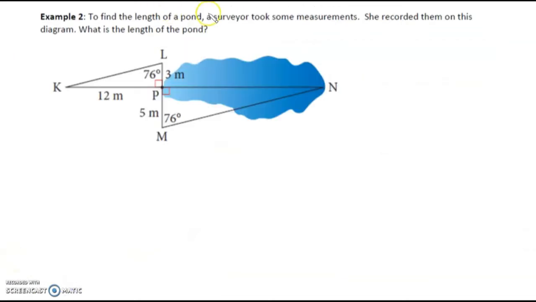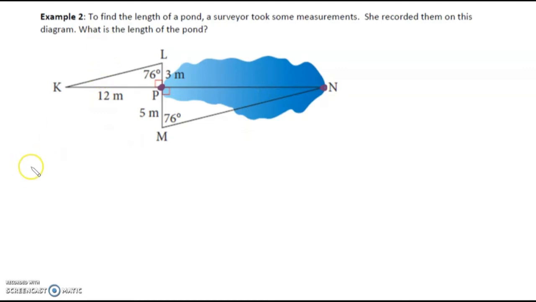To find the length of a pond, a surveyor took some measurements. She recorded them on this diagram. What is the length of the pond? So again, there are many practical applications to similar triangles, this being one of them. It's going to be very difficult, unless you're in a boat, to measure PN, which is the length of the pond. But because we can use similar triangles, we can go ahead and measure it.